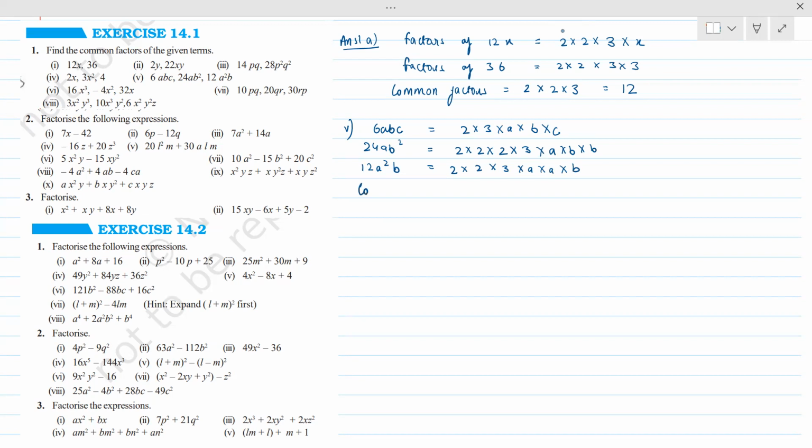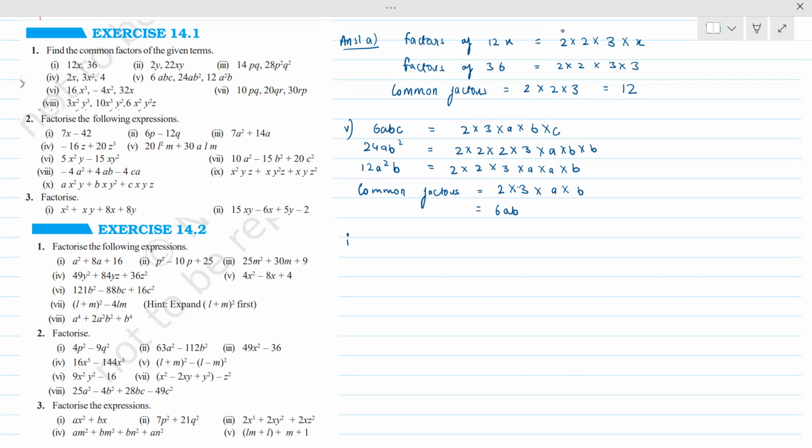So we can see the common factors from all. What are the common factors coming here? 2, 3. a is also in all 3 and b is also in all 3. So it is 6ab. Okay, this is the answer. Like that you have to do all.